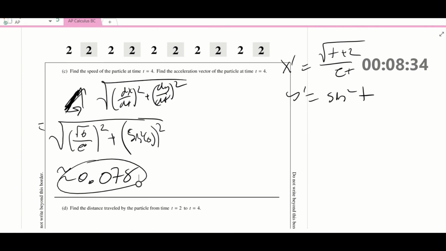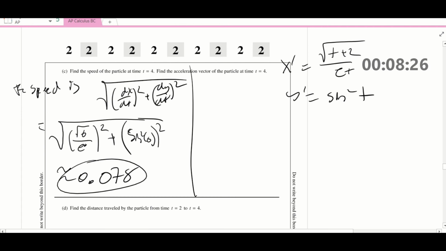And so the speed is this. This is one part, and the acceleration vector is just this, except differentiated. So we have the square root of d squared x over dt squared when t is equal to 4, squared, plus d squared y over dt squared when t equals 4, squared.